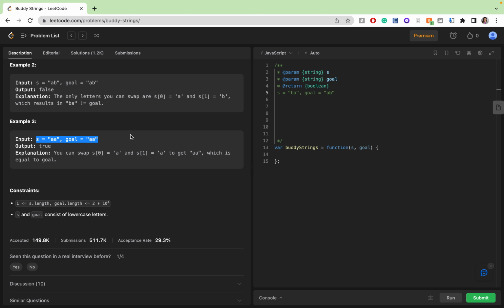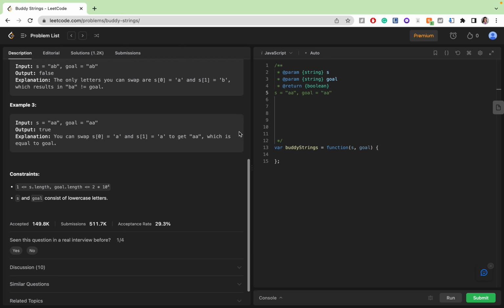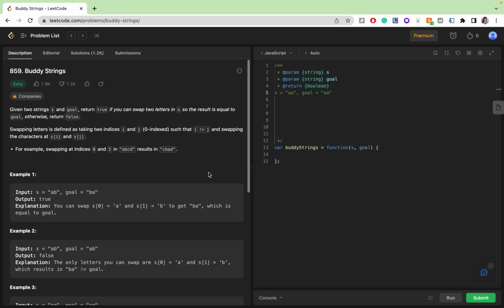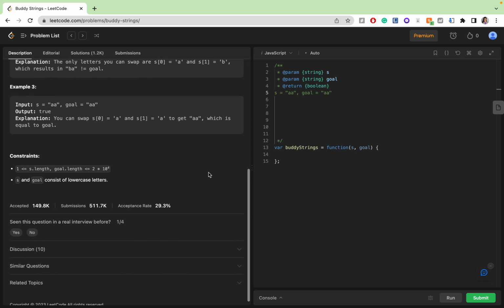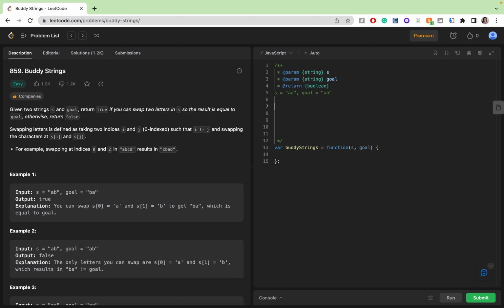And for this question, s is equal to aa. Even for this question, if I swap a with a, then it will be aa, so it will always be equal. Nice, it will be true. And the constraints are on the length, so there will be at least one letter, it will not be empty. And it consists of lowercase English alphabets only. Okay, nice. So let me think, how can I do this question?